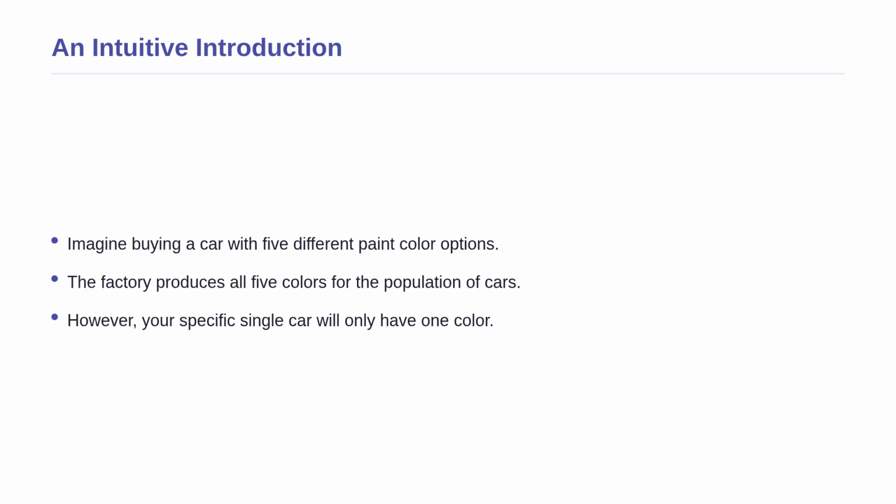To start, let us imagine you are buying a brand new car. The dealership offers this specific model in several different colors, like red, blue, green, silver, or black. Even though the factory produces 5 different paint colors for this car model, the single car you actually drive home will only have one color. Nature works in a very similar way.